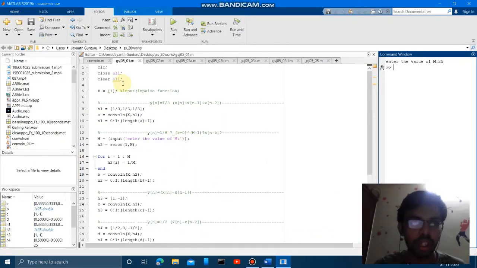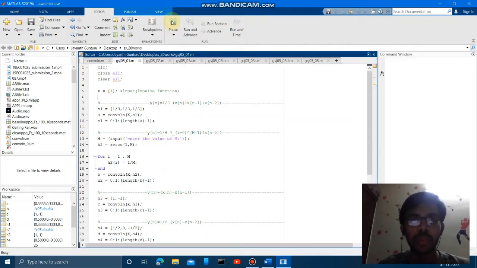This is the MATLAB program to plot the impulse response for the given four systems, and I have declared the impulse function or input in this fashion. If you consider system A, I declared h1, that is the impulse response, as 1 by 3, comma 1 by 3, comma 1 by 3 as an array, and here I wrote the convolution function. I will discuss it later in the next few minutes, and I have declared a range to plot the impulse responses. Similarly, I wrote the code for all the remaining three systems.